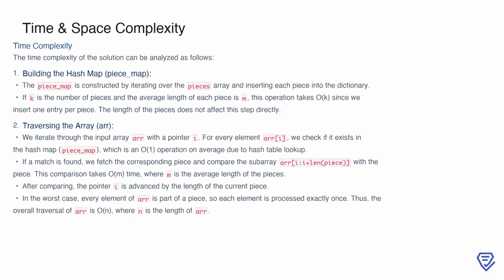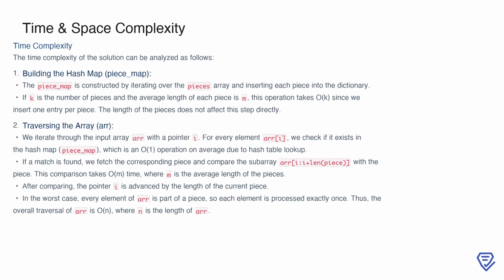To analyze the time complexity of our solution, we start with the process of building the hash map, which we call piece_map. Here, we iterate through the pieces array, and for each piece, we insert an entry into the hash map. Since there are k pieces and we add one entry per piece, this step takes O(k) time. The length of each piece doesn't directly affect this operation, as we're only concerned with the number of pieces.